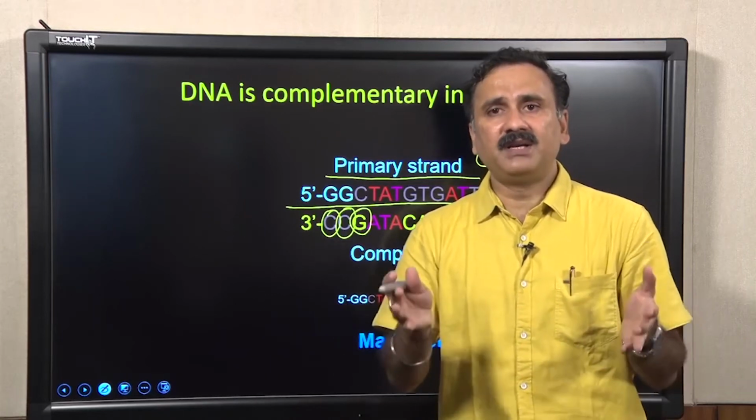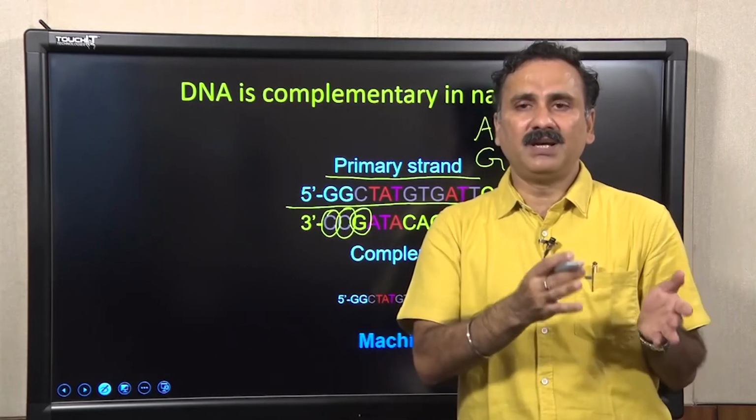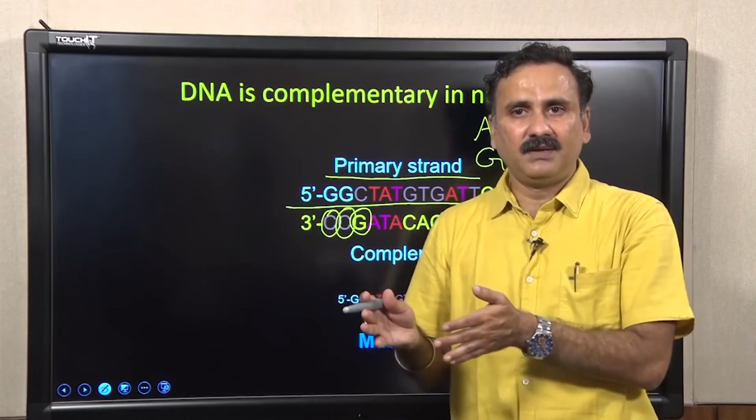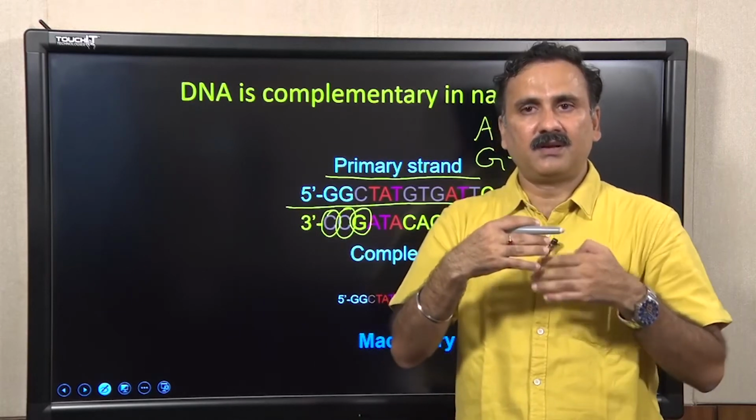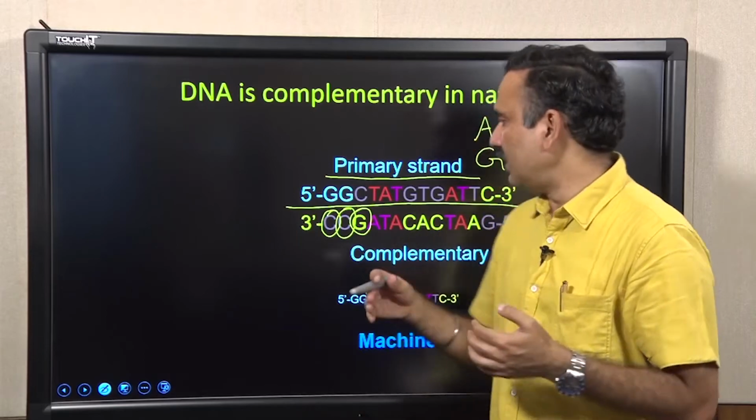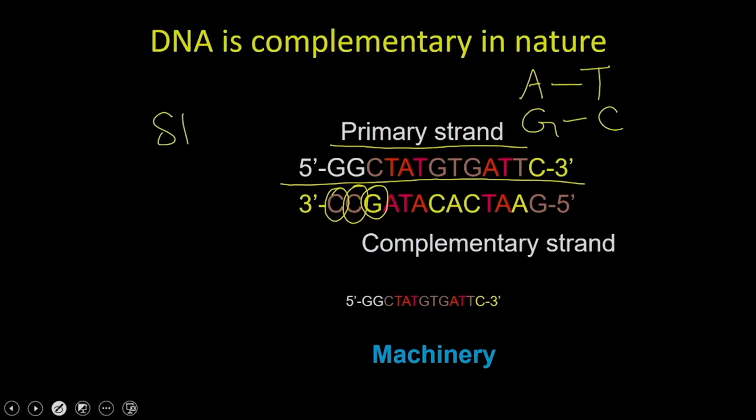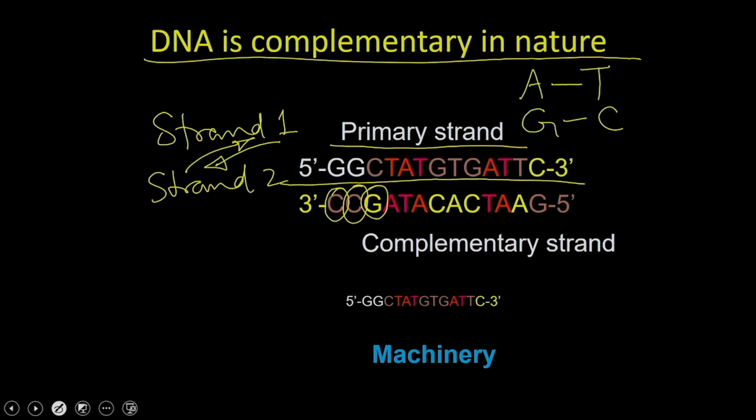How the complementarity is going to help you in conserving the molecules, because if you have strand 1, you can generate strand 2, since the strands are complementary to each other, or if you have strand 2 you can generate strand 1. That is the basic principle through which the PCR mechanism works.